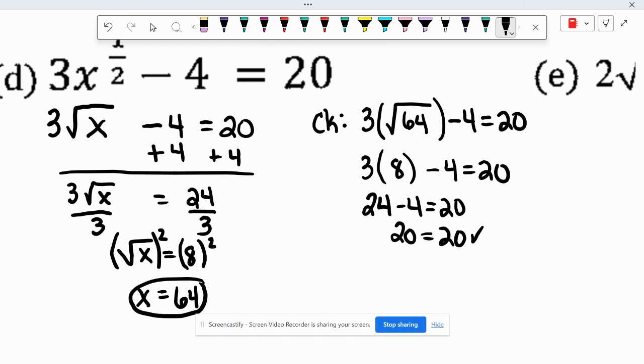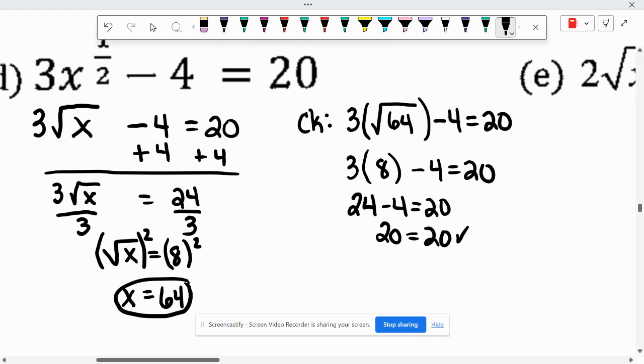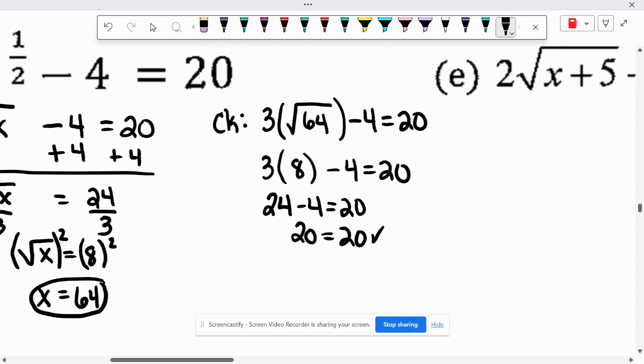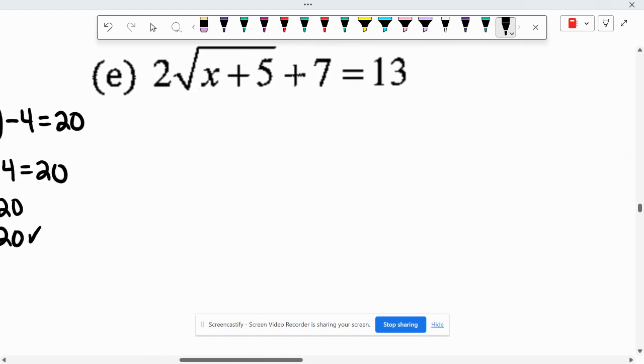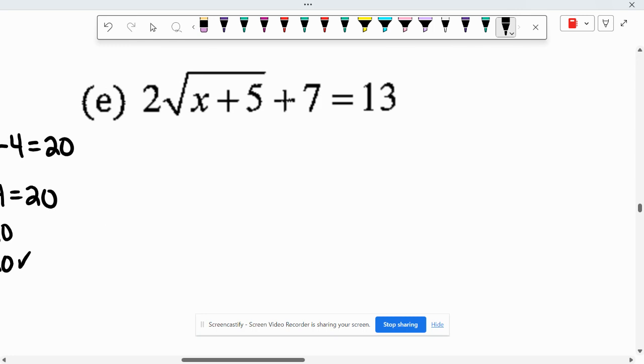How do you feel about that? Does that make sense? Okay, flip over because we have E, F, and H. G I didn't do because it's the same thing as what we've been doing, really. But H is special. So let's look at E.